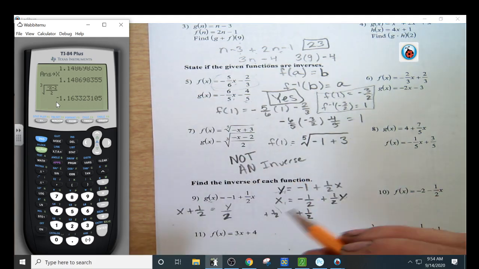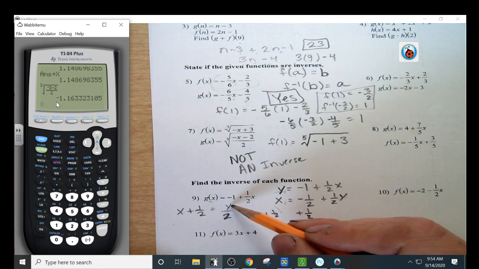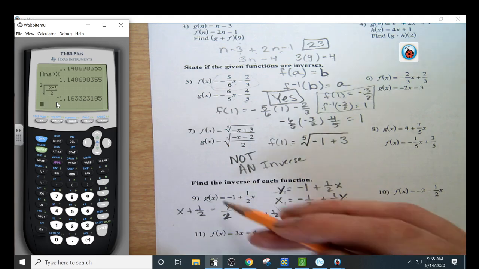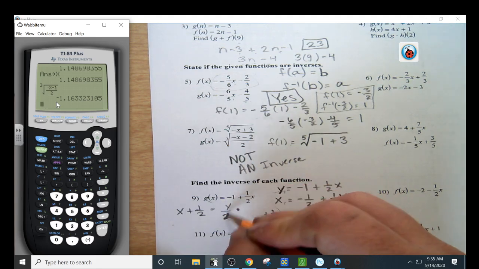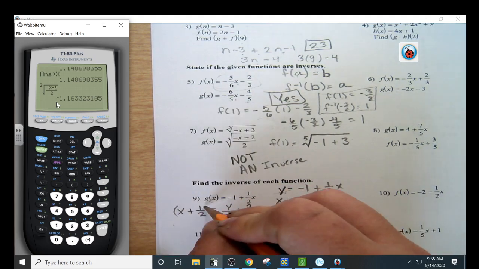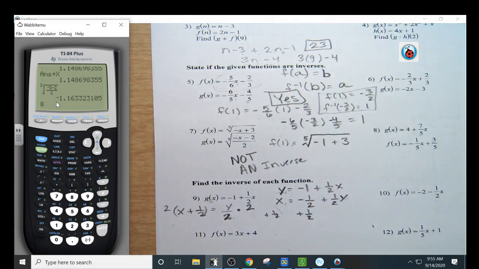Now, it's pretty simple. All I'm going to do, guys, is get this y by itself. It's being divided, y divided by 2. So I need to multiply to get the y by itself. I'm going to multiply by my denominator, and that's going to be on both sides. Okay.